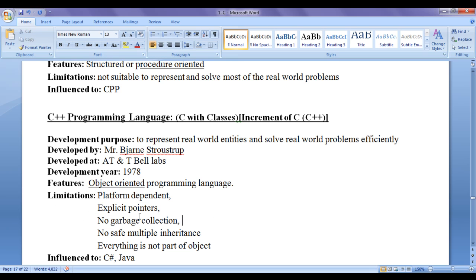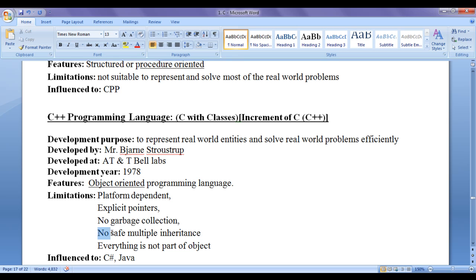C++ is platform dependent with respect to executable files. C++ is source platform independent, but C++ is executable platform dependent. That means an executable created on one platform can't be executed on another platform. C++ has explicit pointers, which is a threat to the security of data. C++ has no garbage collection. That means it is the programmer's responsibility to collect the garbage.